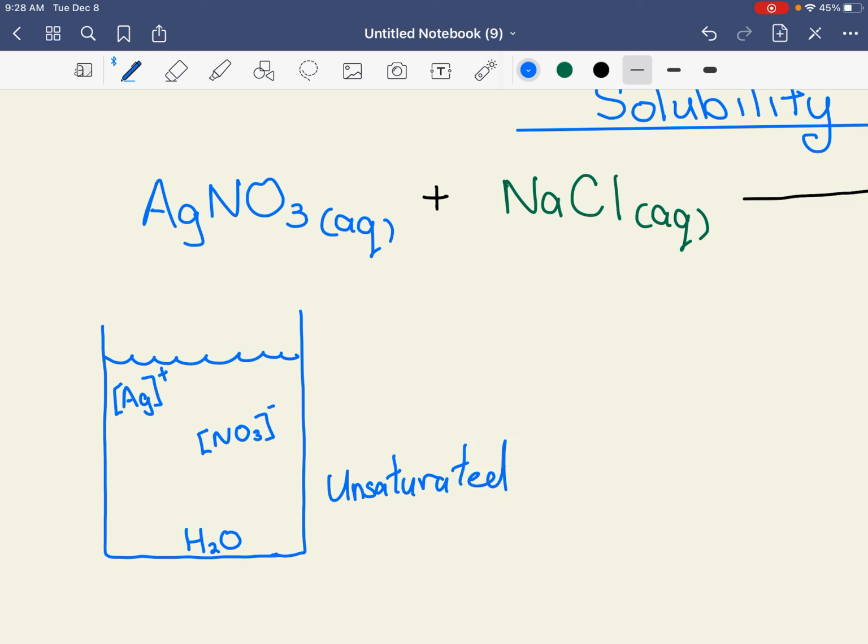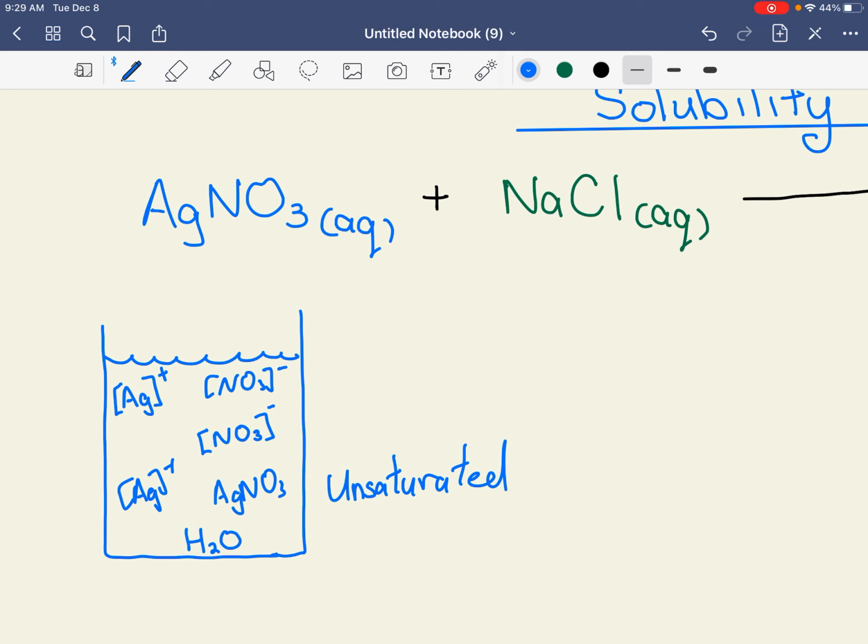Okay? Meaning that if you were to keep dropping AgNO3 in here, and it keeps making Ag plus and NO3 minus, this is still unsaturated. Now, there will be a point where you drop this in here, and it actually doesn't separate. It kept itself as AgNO3, and you can see that. You can see that. Why?